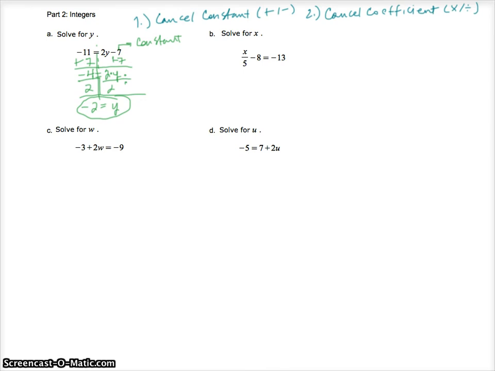Let's look at another example. X divided by 5 minus 8 equals negative 13. Here I want to split this up again. And I have two operations going on. I have division and subtraction. Well, the first thing I want to always do is cancel the constant, which is by adding or subtracting. So here I have subtraction. The opposite is addition.